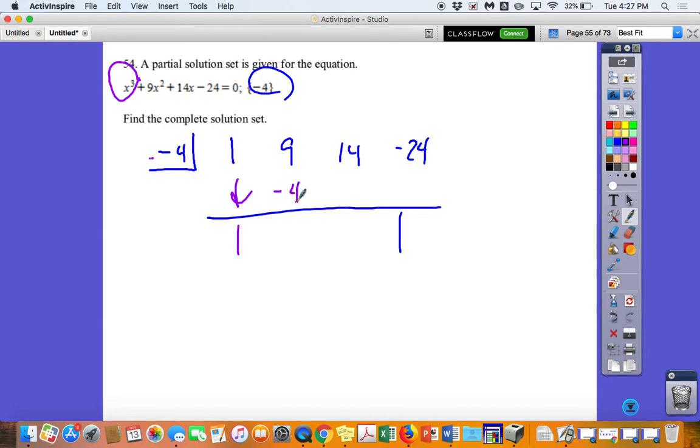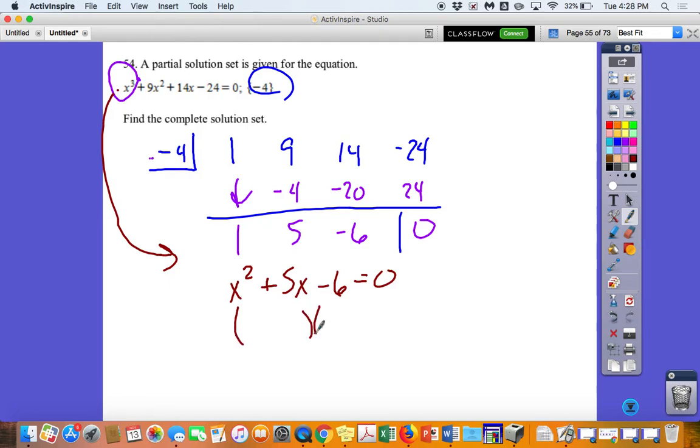So we multiply, we add, we multiply, we add, and then we multiply. We were expecting that because they told us it was a solution. If you didn't get a 0, you needed to go back and find your boo-boo. Since that was x to the third, this would be x squared.